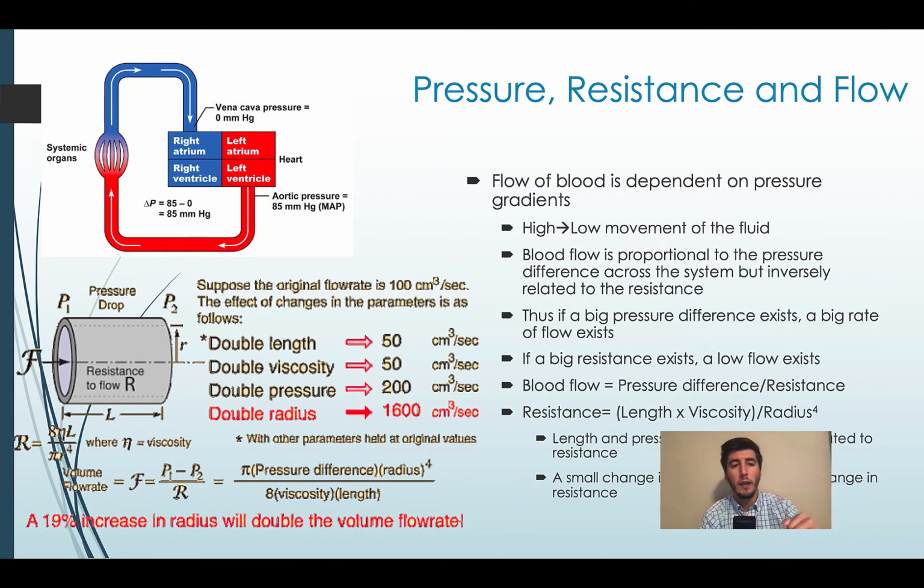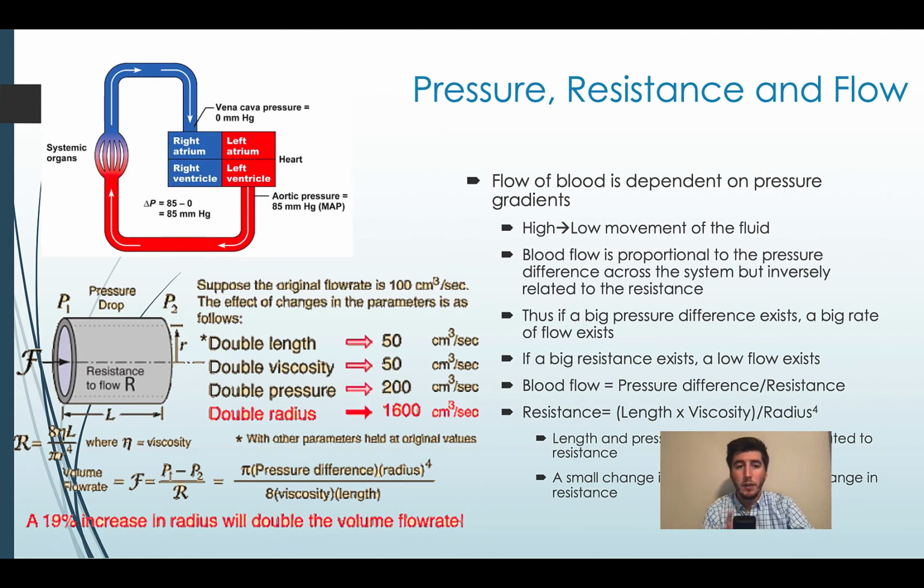So imagine that we have a high pressure, 85 millimeters of mercury, outside of the aorta, and then we have a pressure of 0 millimeters of mercury at the right atria. Just like we have concentration gradients, we're going to have pressure gradients. We're going to move from high to low pressure, just like the way we breathe brings air from high to low. We're doing the same thing here, moving blood from high to low pressures. Blood flow is directly proportional to the pressure difference across the system. So as you increase the pressure gradient, you increase the flow rate.